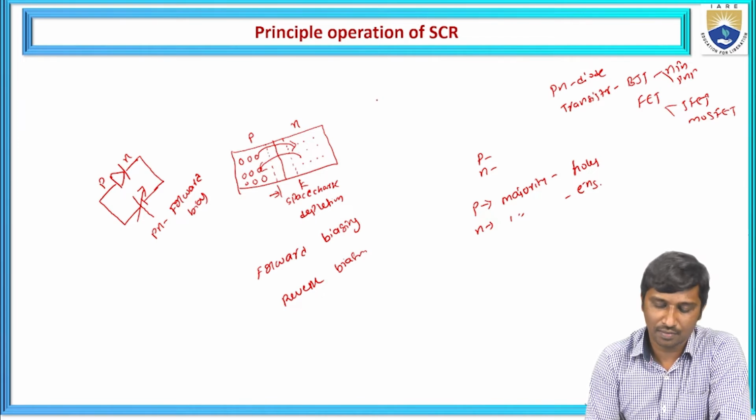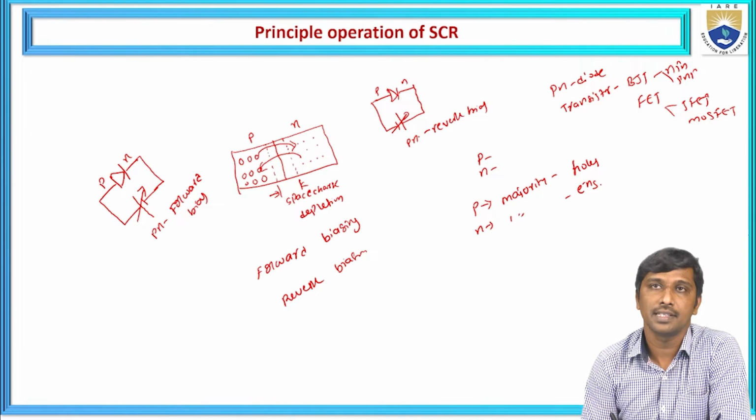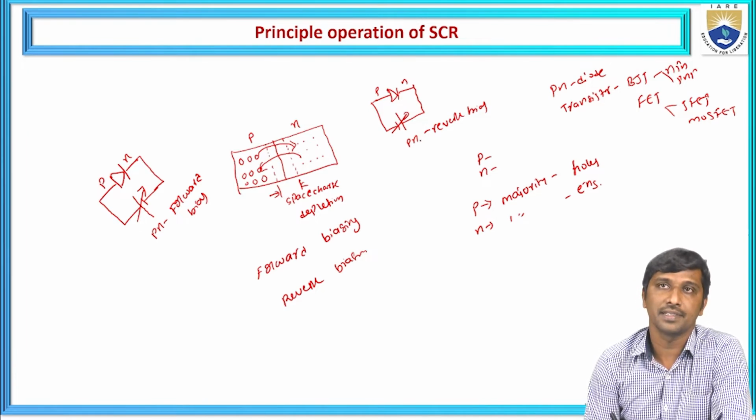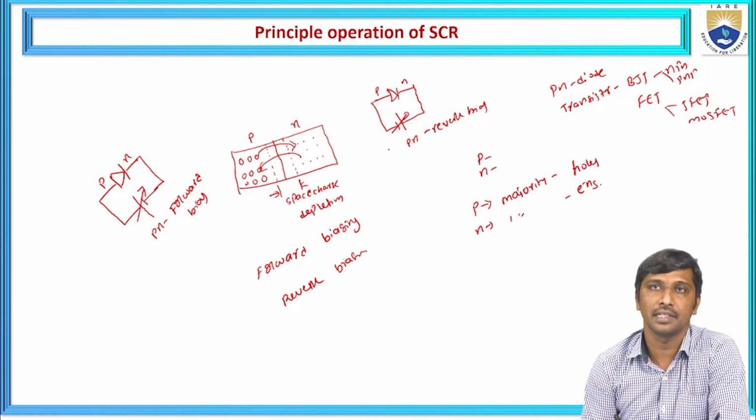Similarly, when the P-type material is connected to the negative pole of the battery and N to the positive pole, the PN junction acts under reverse bias. Under reverse bias, the depletion width increases, hence it does not allow the movement of charge carriers from one region to the other to produce conduction. Hence, there is no flow of conduction across the PN junction under reverse bias.